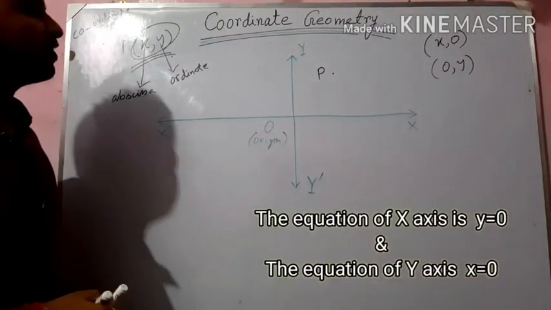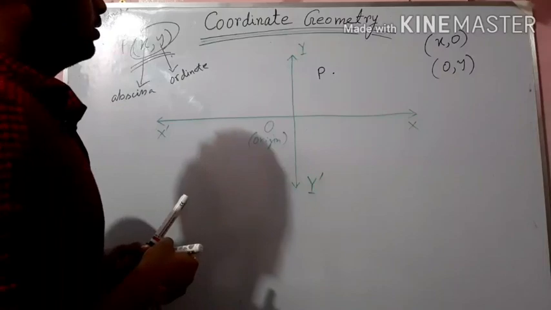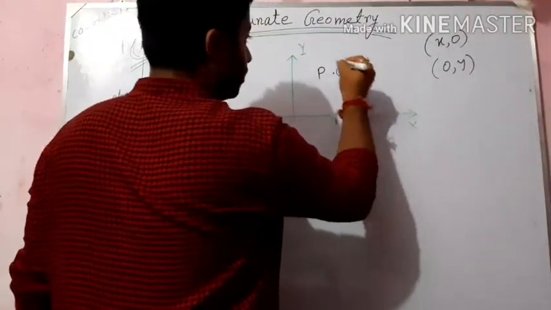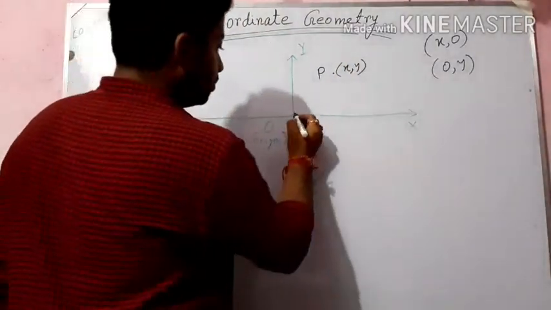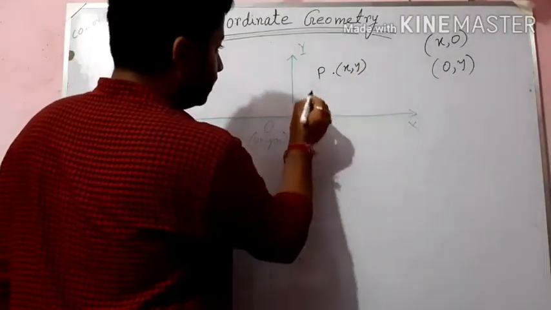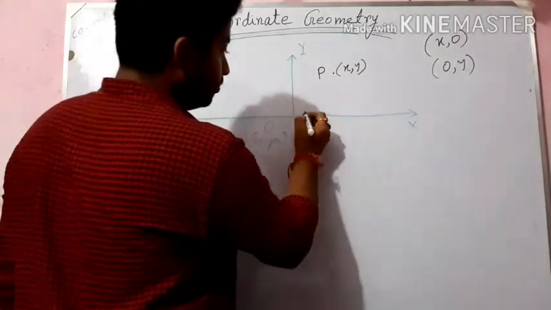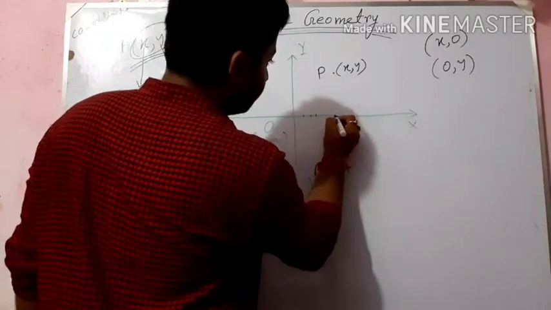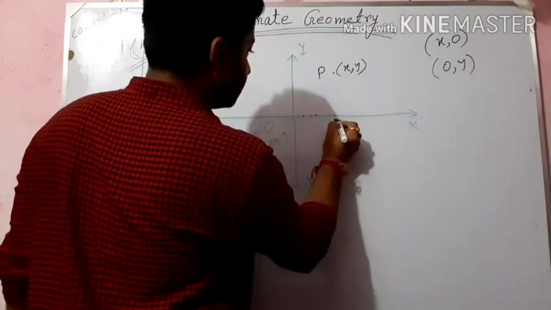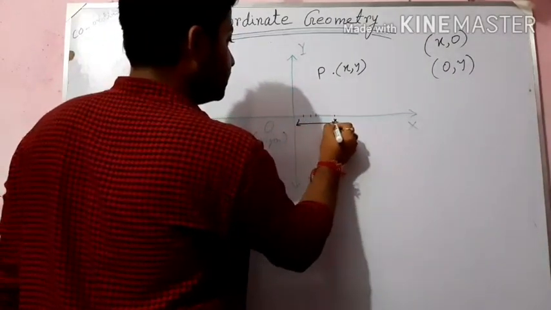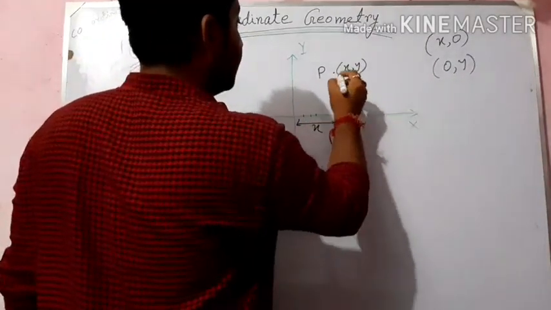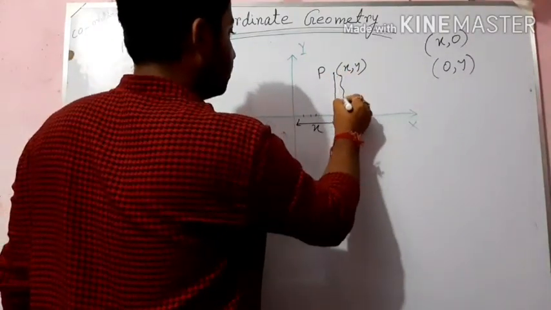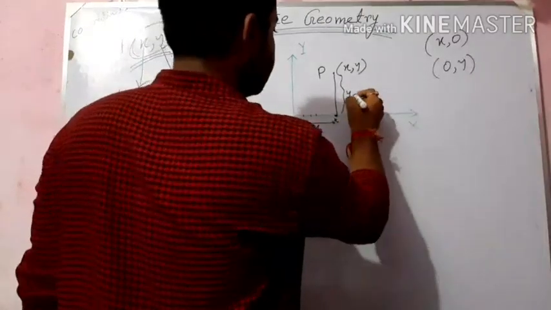Now suppose P is the point which denotes the coordinate x y. So if we think it is a graph paper, then we can calculate this as 1, 2, 3 in this way. This will come up to x unit, right? So this distance will be x and this distance will be y unit, right?